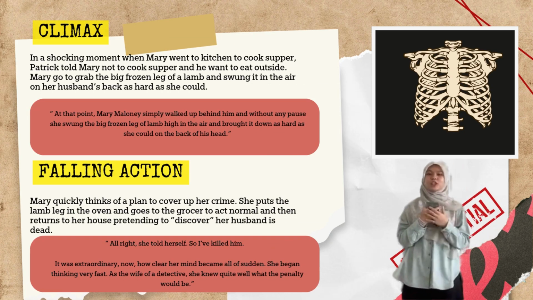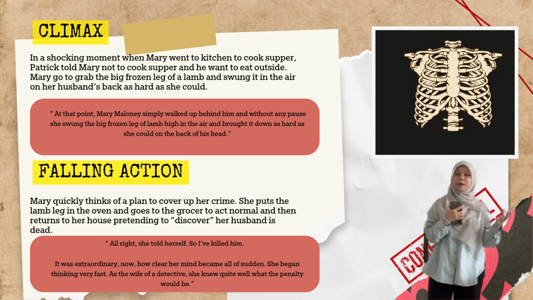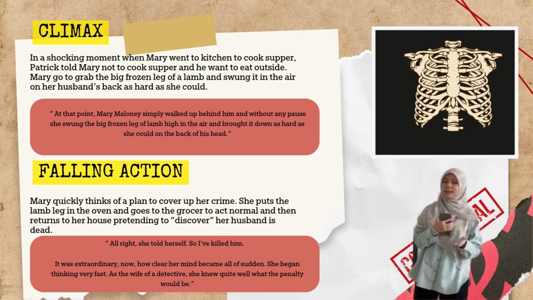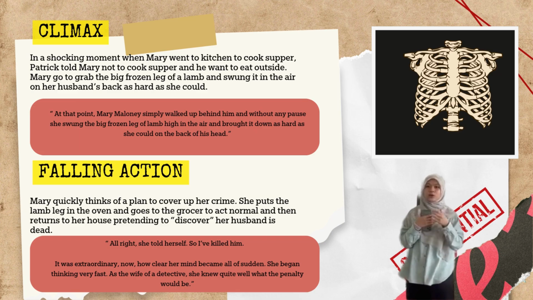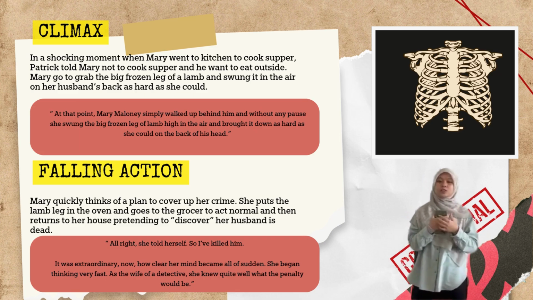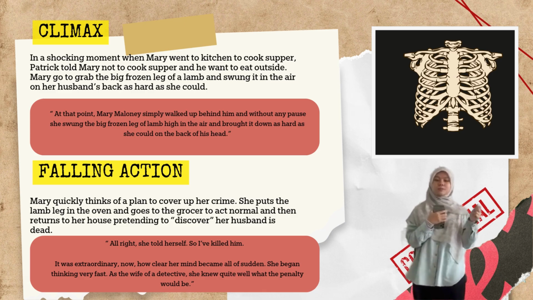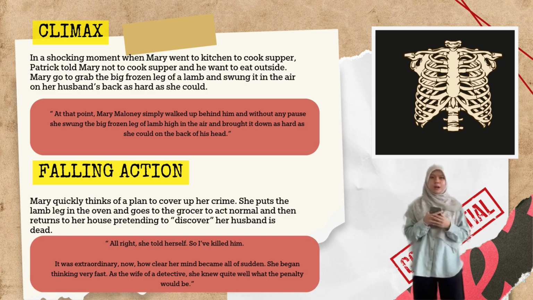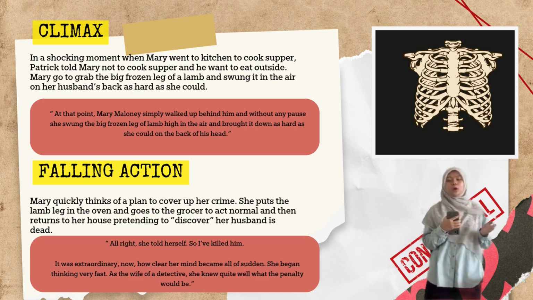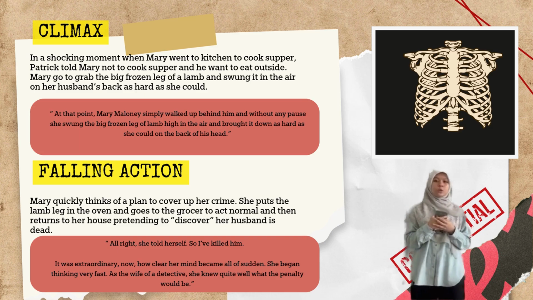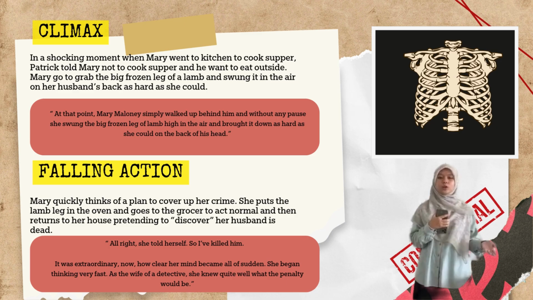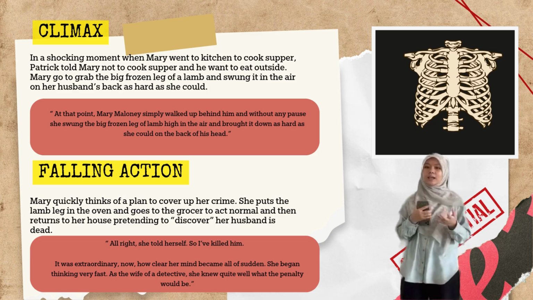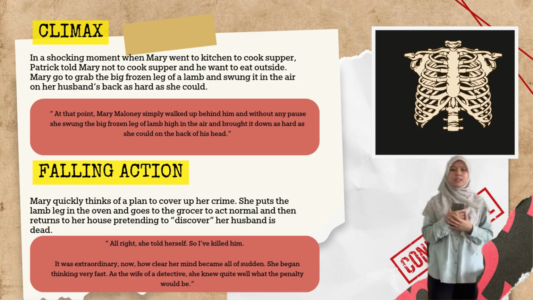As for the climax, in a shocking moment Mary went to the kitchen to cook supper for her husband, but her husband told her not to because he wanted to eat outside. And Mary went to the kitchen to grab a frozen leg of lamb and swung it in the air on her husband's back as hard as she could. And for the falling action, Mary quickly thinks of a plan to cover up her crime. She put the lamb leg into the oven, and she went to the grocer to act like everything is normal. And when she returned home, she acts like she just discovered her husband is dead.